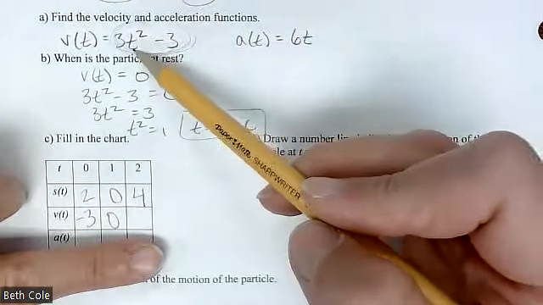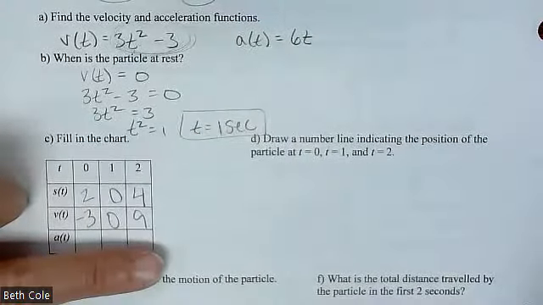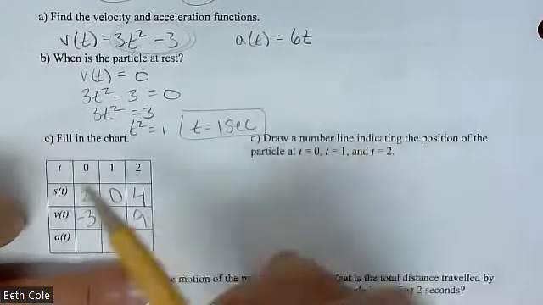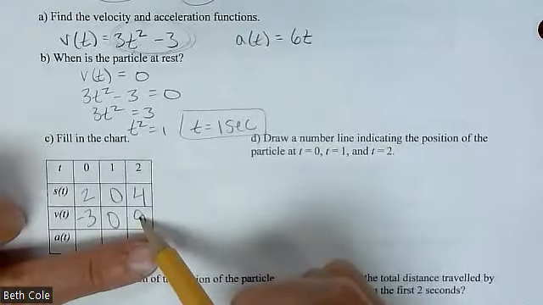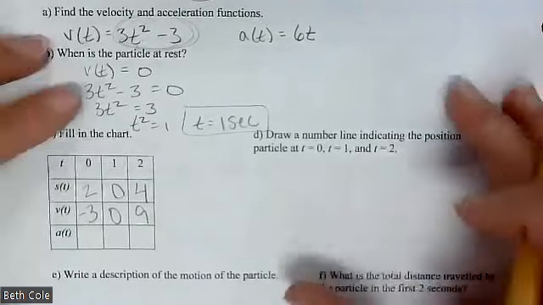And if you plug in 2, 2 squared is 4, times 3 is 12, minus 3, 9. Good. That's positive, so the particle is then moving to the right. So if it was moving to the left and then moving to the right, what does that mean it did? It changed direction at some point. That's another thing they ask a lot. When did it change direction?